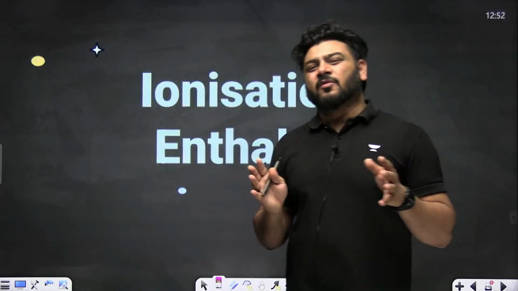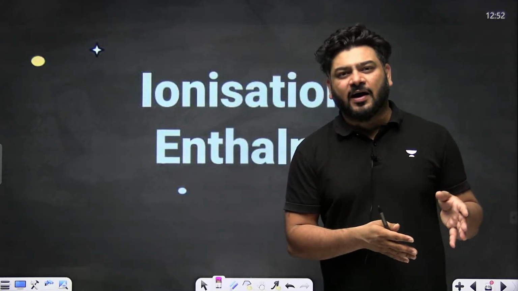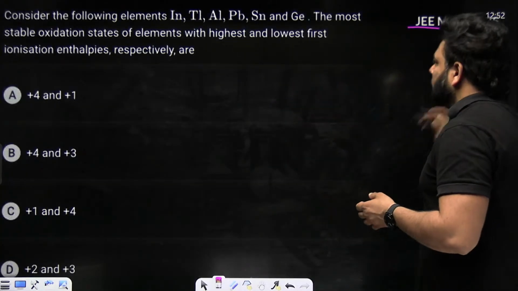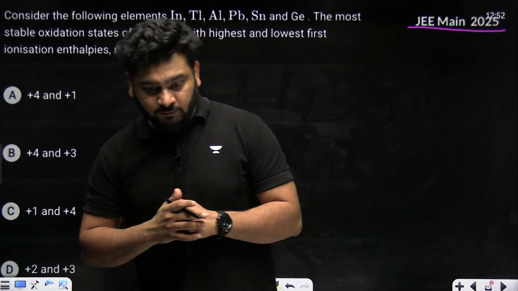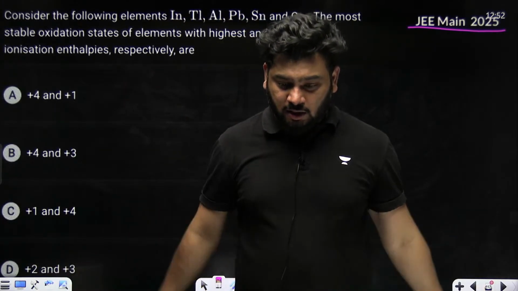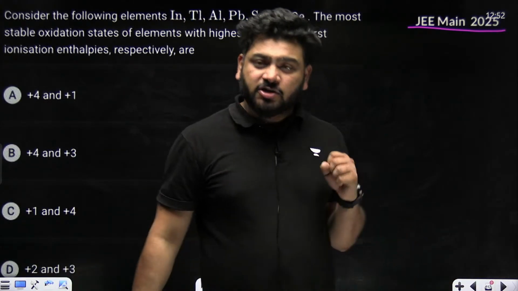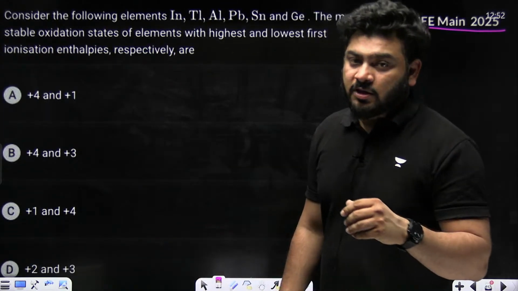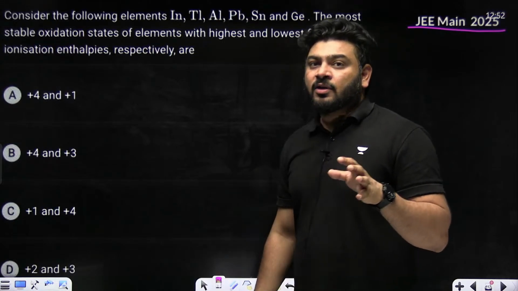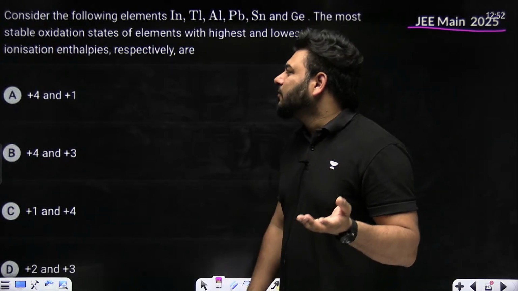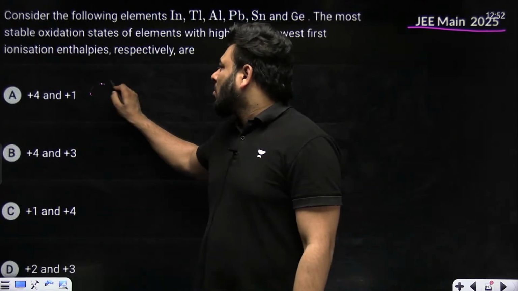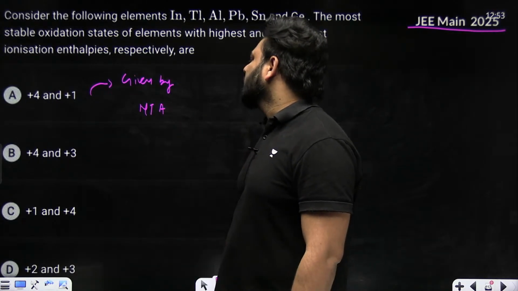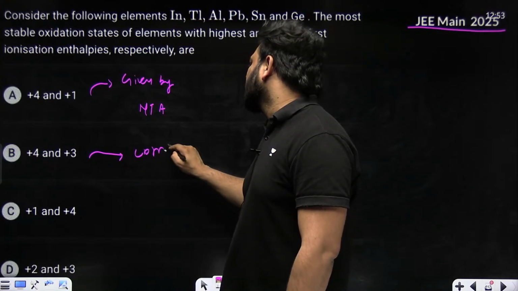Ionization enthalpy we have plenty of questions from 2002 to 2025. In fact, in 25 a question came. Let me show you that question. Here is the question that came in 2025, and believe me, this was a different question. It was a questionable question, as in a challenged question. The answer given by NTA was 4 and 1, but the correct answer is 4 and 3, which was a corrected answer.